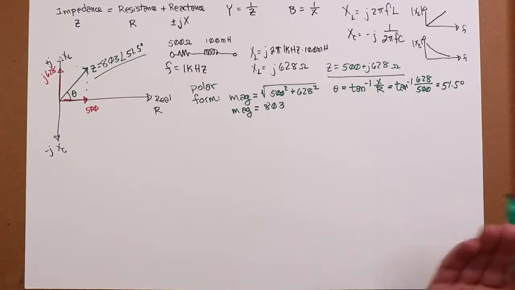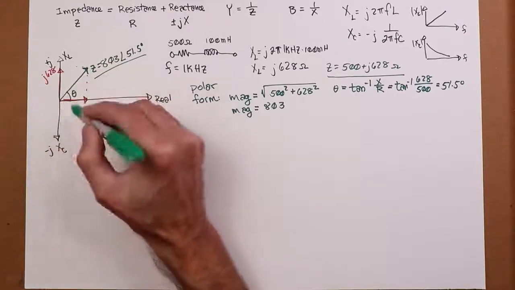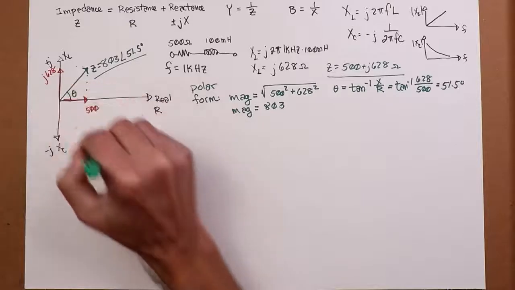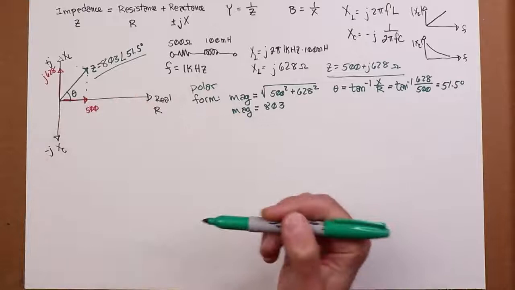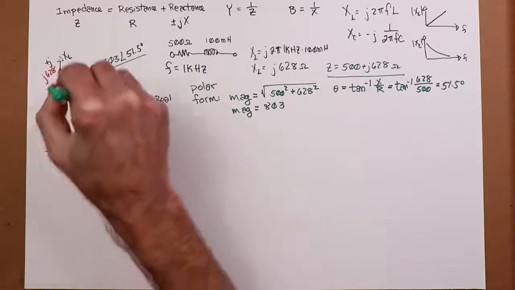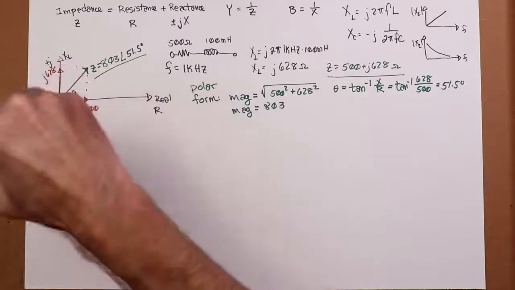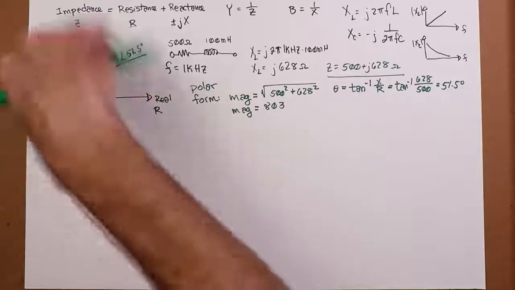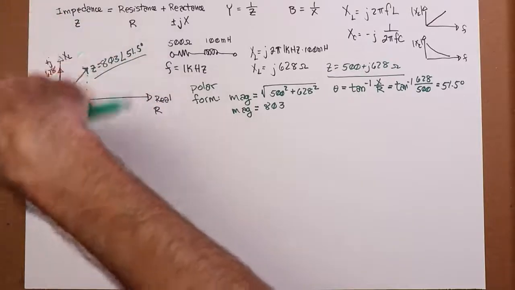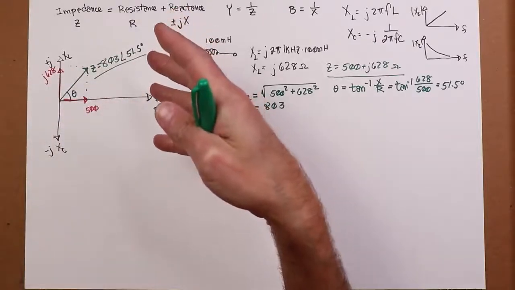Okay, what if this was a capacitor? Well, the only real difference is this guy would be going down, rather than up. So you're going to get a vector out here in the fourth quadrant rather than the first quadrant. So your theta value is going to be negative. We wouldn't go all the way around and have an angle of 312 degrees or something like that. We would always sort of collapse it between. So if it's between 0 and 90, then we know it's inductive. If it's between 0 and minus 90, then we know it's capacitive, net.